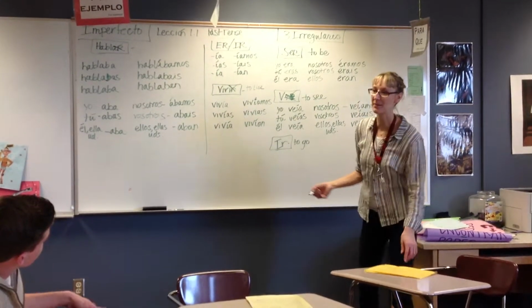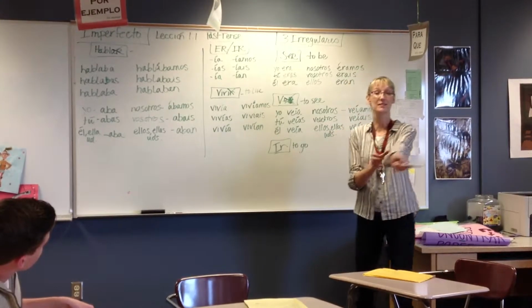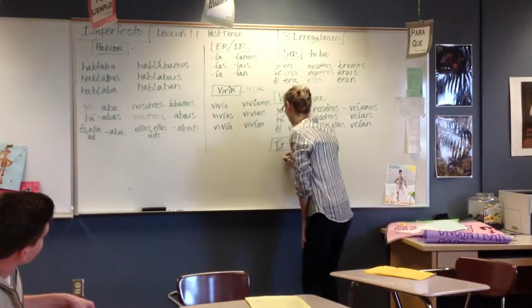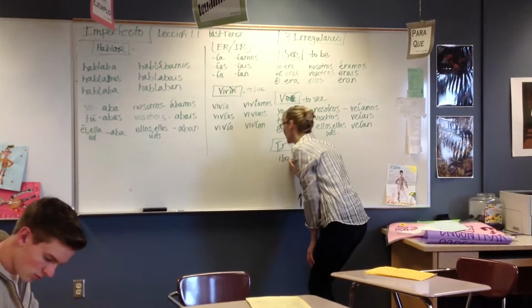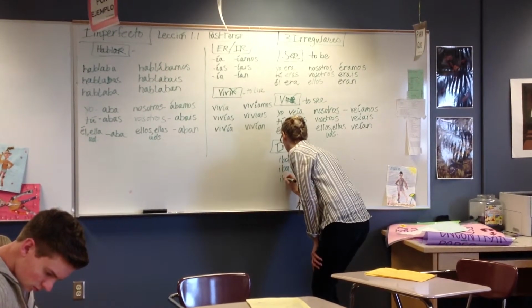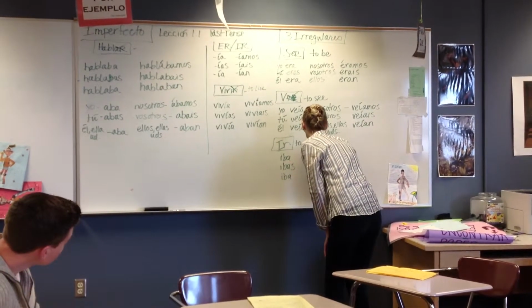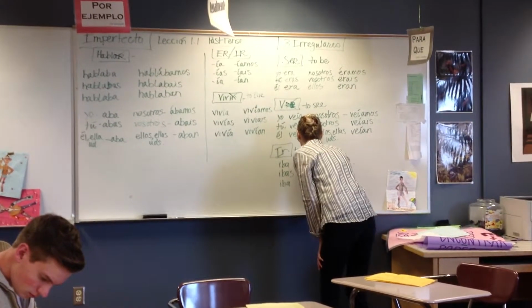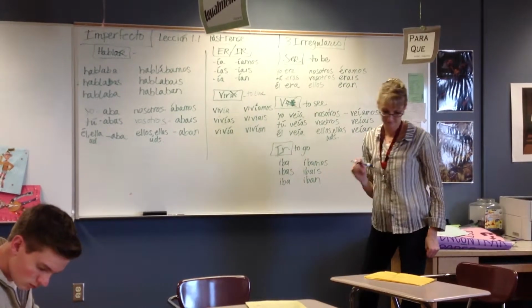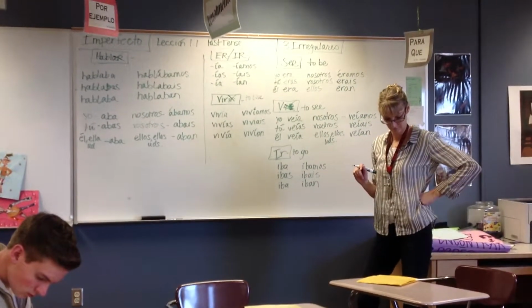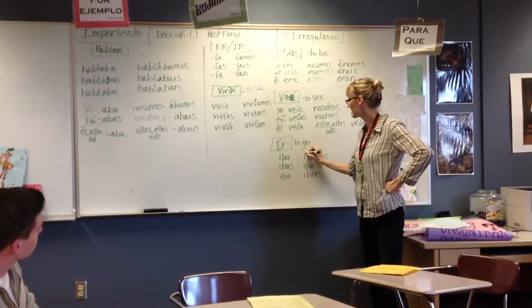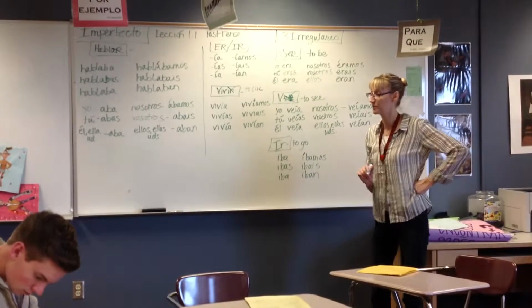Okay, ir. This is one of my favorite ones because this is how I learned to make excuses in Spanish. Using the verb ir. Okay, ir. You have, repite, iba. Ibas. Iba. Íbamos. And once again, here we just have the acento in the nosotros form.